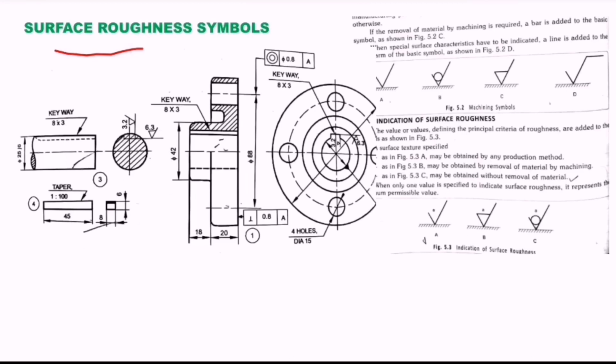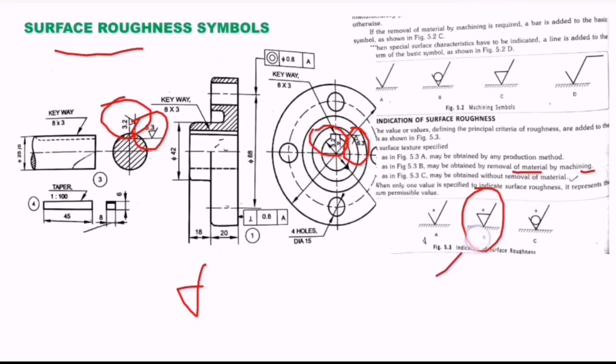Next, surface roughness symbols. These are very important. Look at this. Here we can see a symbol with the number 3.2, and here also we can see 3.2. Somewhere you can see the number 6.3. So this symbol indicates the removal of material by machining. Wherever machining is required to remove the material, there we will use this symbol.